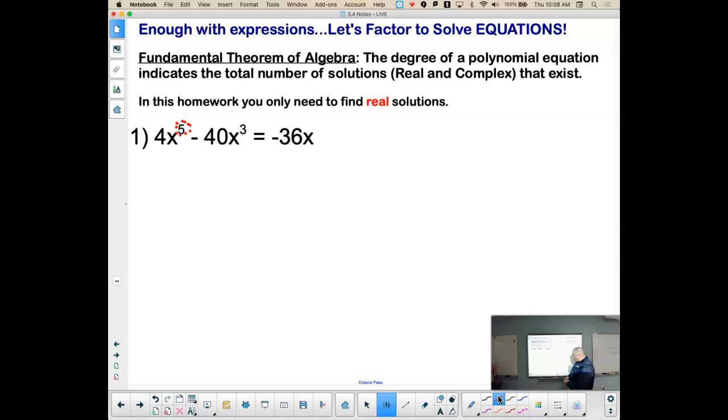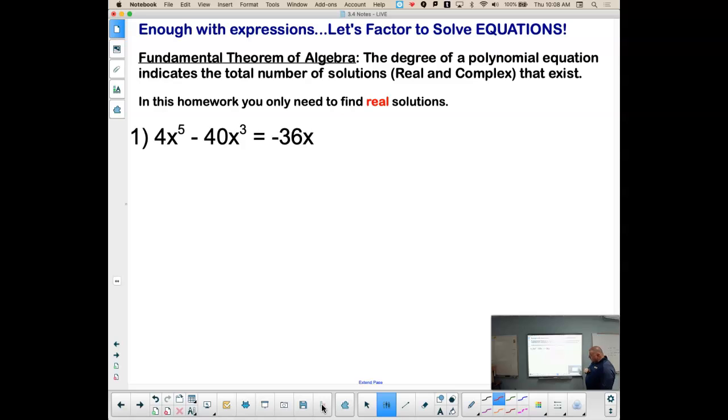Now, for the purposes of right now, we're only going to find real answers. Well, later on in November, because next week is only a 2.5-day week, so when we come back after that, then we'll talk about imaginary solutions, and then that will allow us to find all of the solutions. Okay? But for today, we only need to find the real ones.